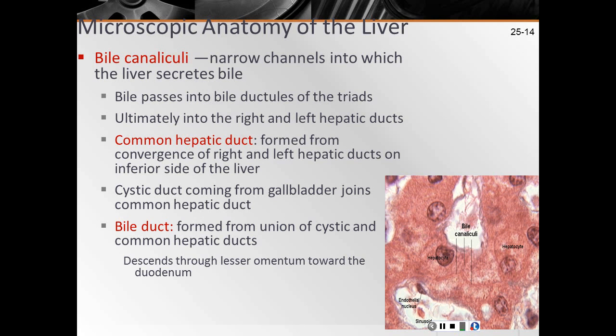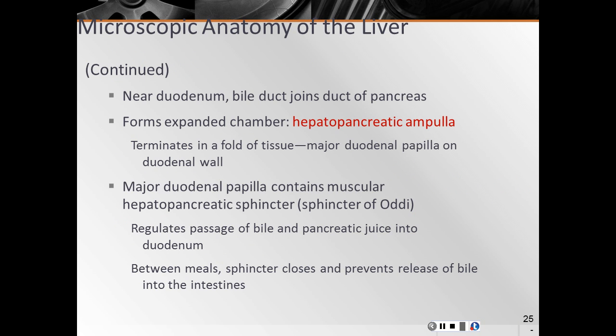Now, the hepatic ducts converge on the inferior side of the liver to form the common hepatic duct. A short distance further on, it is going to join with the cystic duct coming from the gallbladder. Near the duodenum, the bile duct is going to join ducts of the pancreas. Forms expanded chambers called the hepatopancreatic ampulla, and they seem to terminate in a fold of tissue.